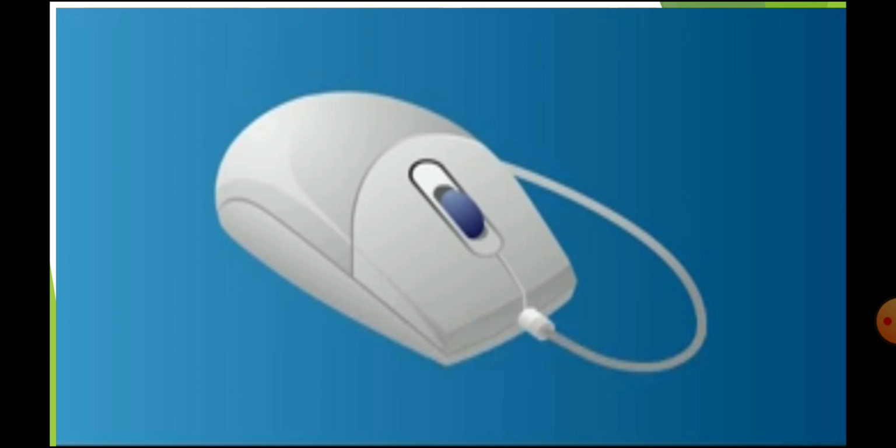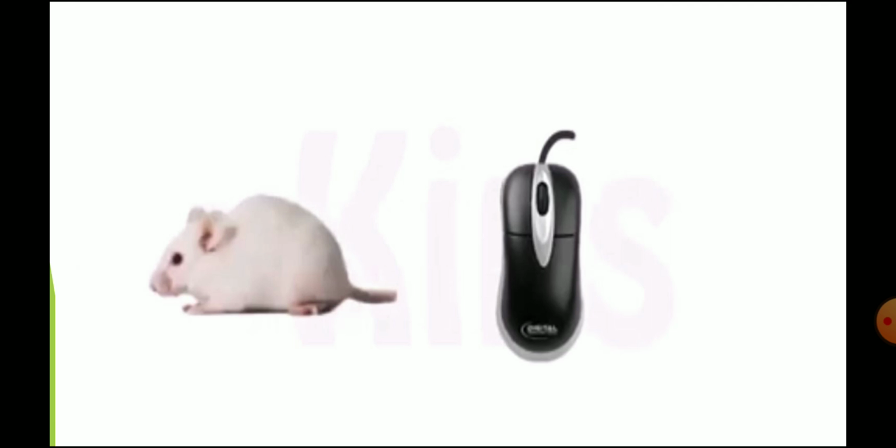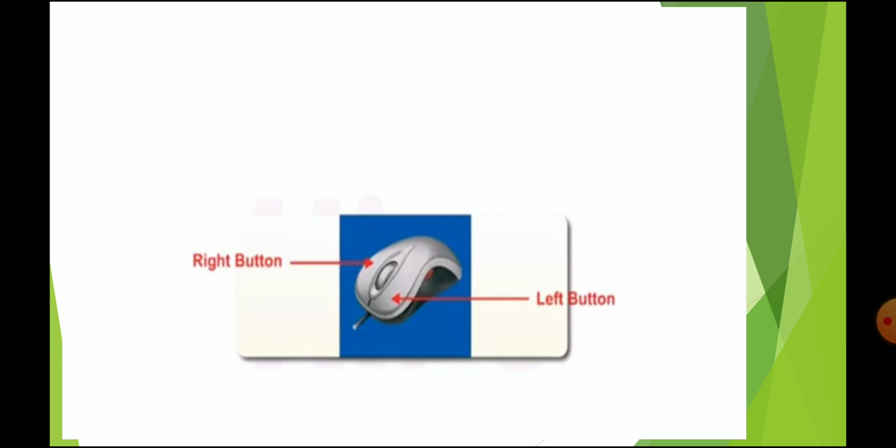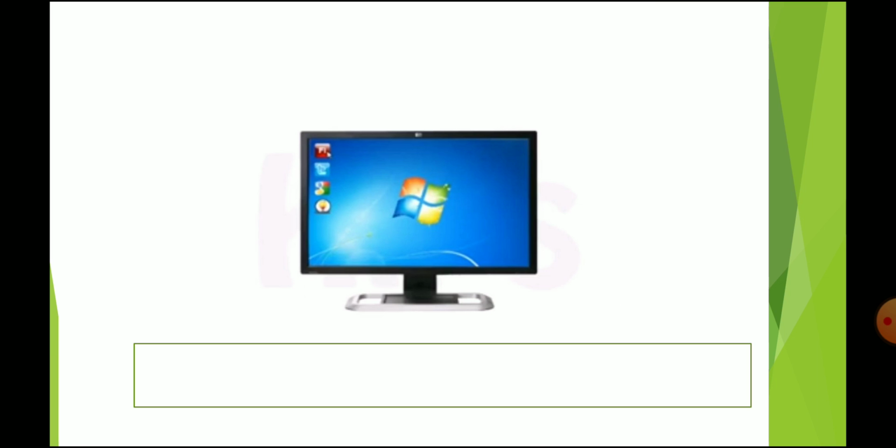A mouse is an input device. It looks like a real mouse. It is small in size and has a tail, which is attached to the CPU. A mouse has either 2 or 3 buttons. The left button is used for left click and the right button is used for right click. A mouse helps us to move the pointer, select items and draw pictures on the computer screen.